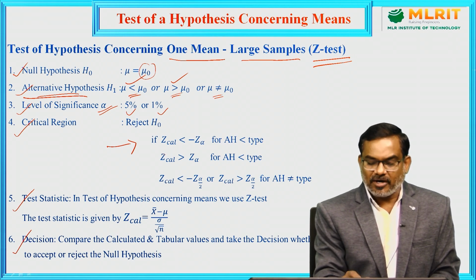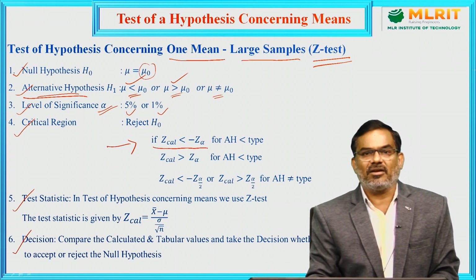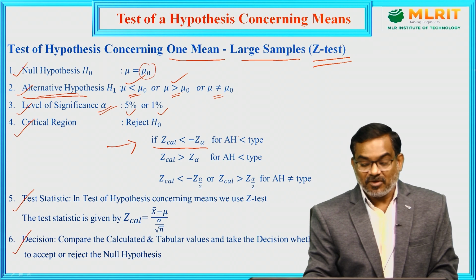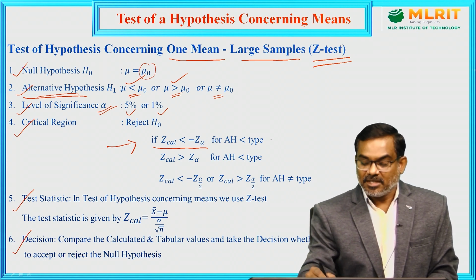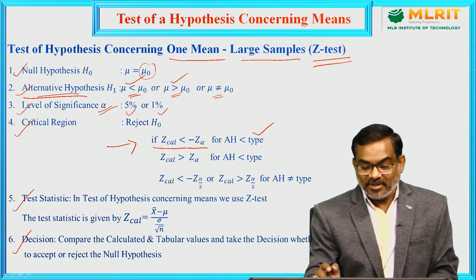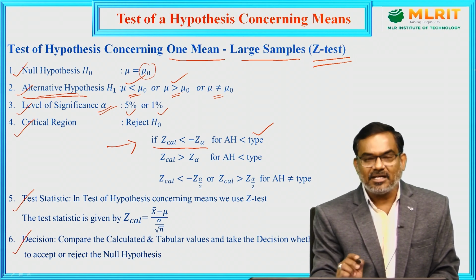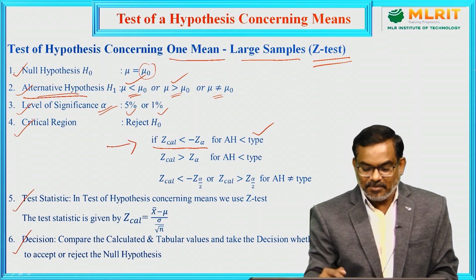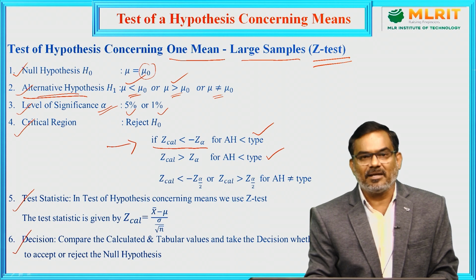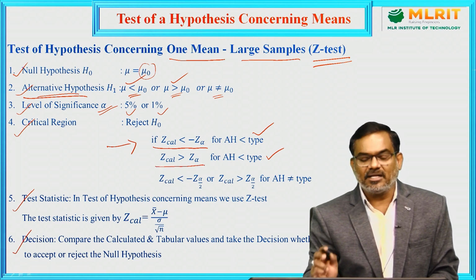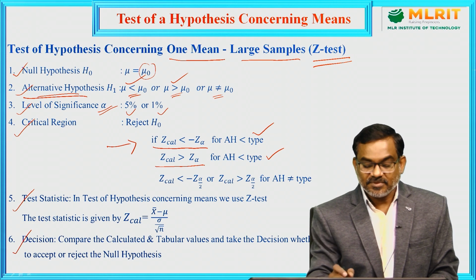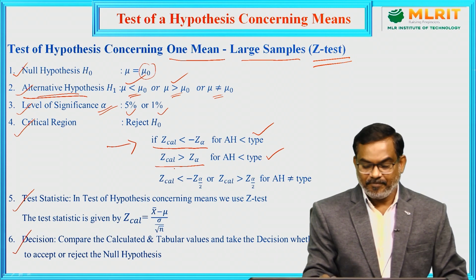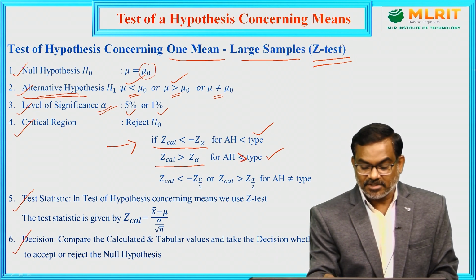Now, reject H naught if Z calculated is less than minus Z alpha for alternative hypothesis of less than type problems. So, if we consider the alternative hypothesis is of less than type, then we reject the null hypothesis if the calculated value is less than the corresponding negative tabular value. Similarly, if the alternative hypothesis is of greater than type, then reject H naught if Z calculated is greater than Z alpha. That means if the calculated value is greater than the tabular value, simply reject.